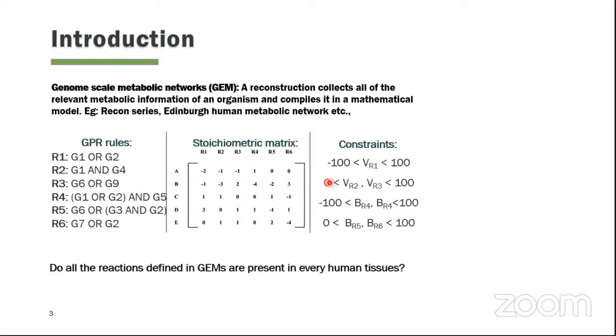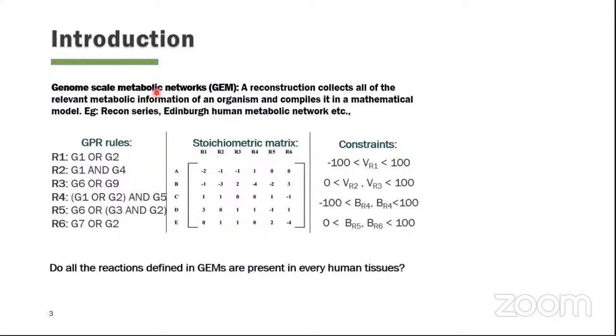But are all the reactions defined in these genome scale metabolic networks present in every human tissue? As we showed before, Recon and Edinburgh have all the reactions which occur in humans. But if you take a particular context, for example brain, it will have a particular subset of the reactions defined in the genome scale metabolic networks. Not all will be present.